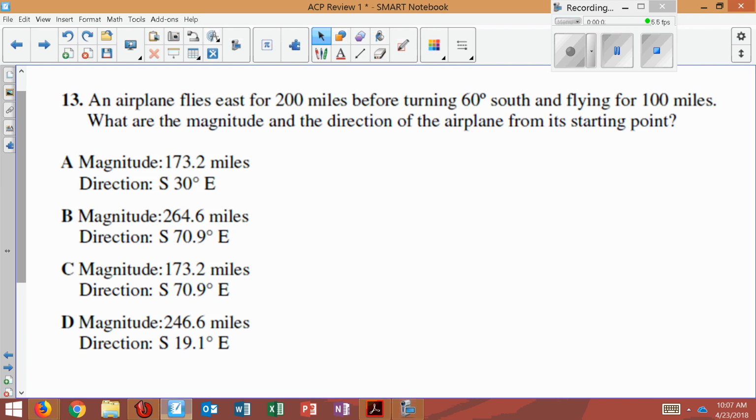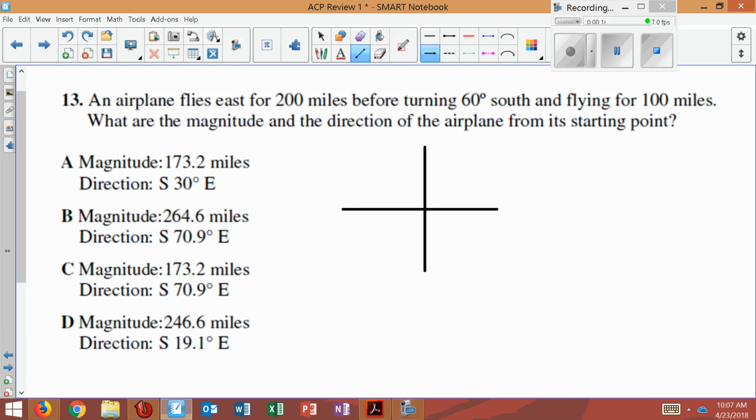Number 13, an airplane flies east for 200 miles before turning 60 degrees south and flying for 100 miles. What are the magnitude and direction of the airplane from its starting point? So we've done this with vectors. A vector will represent an airplane's flight really well.